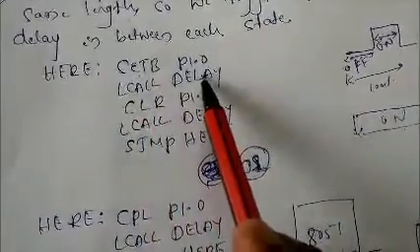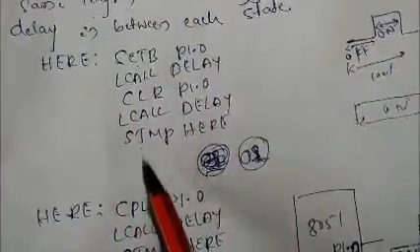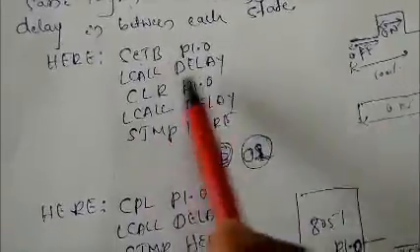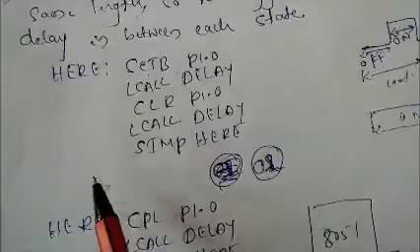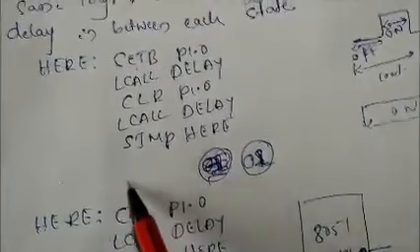So lcall delay. This is where I am calling the delay subroutine. Lcall delay. So here after the sjmp you need to write it. That is your duty, you have to write it. After calling the subroutine, again it will come and again it will execute the call to the delay subroutine.